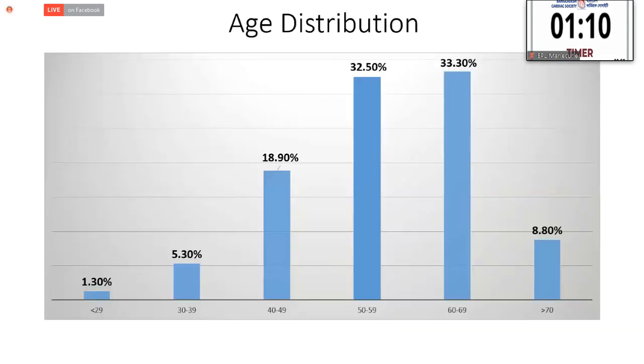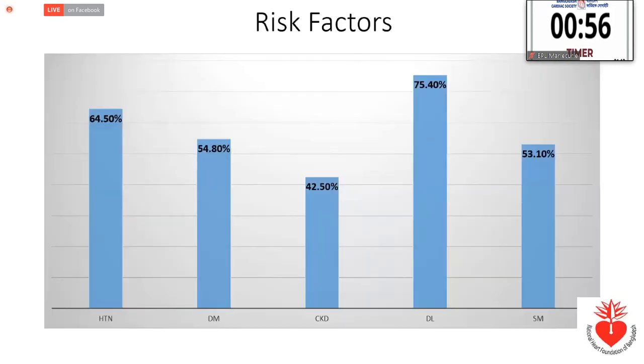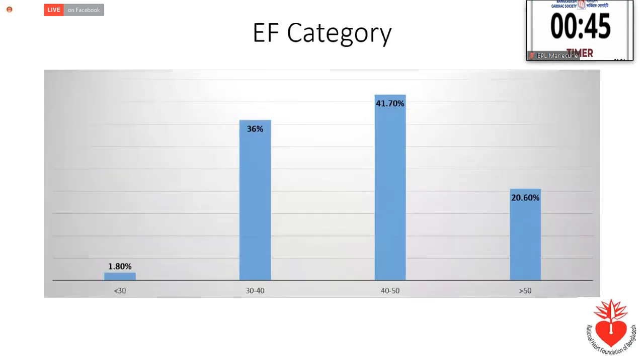If you look at the age distribution of our patients, over 80% were above the age of 50 years. Regarding sex distribution, 87% were male. If you look at the risk factors, these patients were pretty sick. 54.8% were diabetic, 54.5% had some form of chronic kidney disease. And regarding the ejection fraction, the vast majority had some form of impaired systolic function.